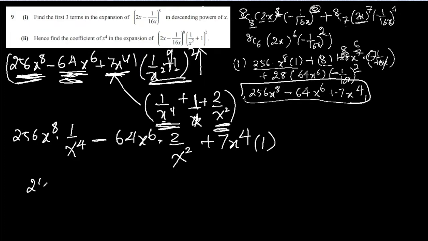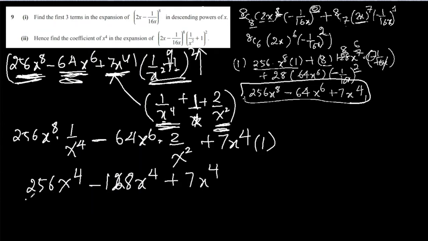So this becomes 256x to the power 4 minus 64 times 2, 128x to the power 4, plus 7x to the power 4. 256 minus 128 is 128, plus 7 will be 135x to the power 4. So the coefficient of x to the power 4 in the expansion of that is 135.